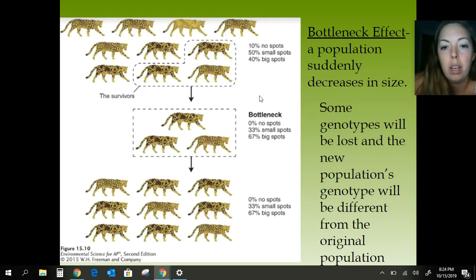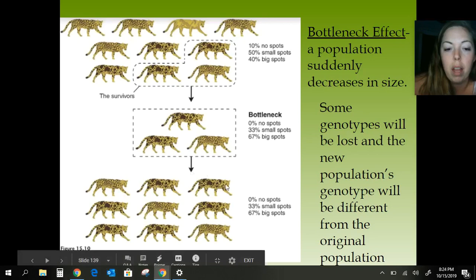So you can see, if you look down here, what was left afterwards, we completely lost the trait of having no spots. So they are dead, gone, bye-bye, right? And instead of having 10%, 50, and 40, now with this new population of the survivors, we're at 0% having no spots, 33% having small spots, and 67% having big spots. So as this leftover population continues to reproduce, as time goes on, you're going to keep those traits. And if something else happens that could wipe out small spots or something, in general, you're having lower genetic diversity. Okay, so that's the gist of that.